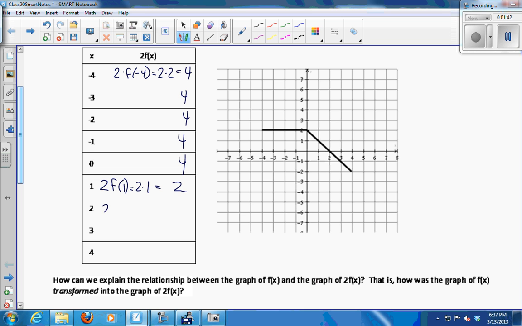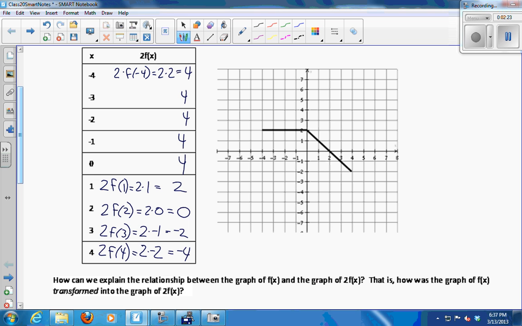And then 2 times f of 2. F of 2 is 0, so I have 2 times 0, which is 0. And now I have 2 times f of 3, which is 2 times -1, which is -2. And 2 times f of 4. F of 4 is -2, so this is 2 times -2, which is -4.